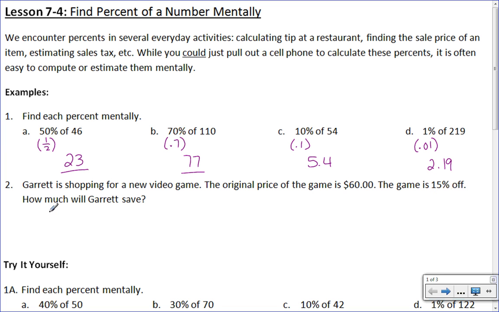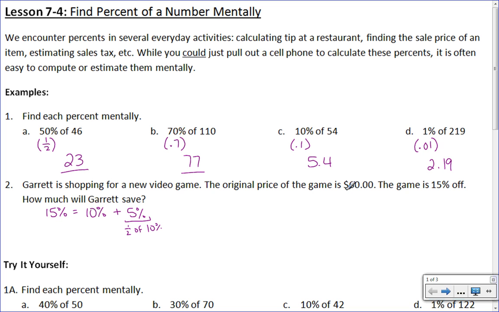In order to do this mentally, I'm thinking that 15% is equal to 10% plus 5%. It's not really that easy to do 15% mentally. However, I can do 10% mentally and I can do 5% mentally. Specifically, once I've computed what 10% is, the 5% is just half of the 10% that I will have just calculated previously.